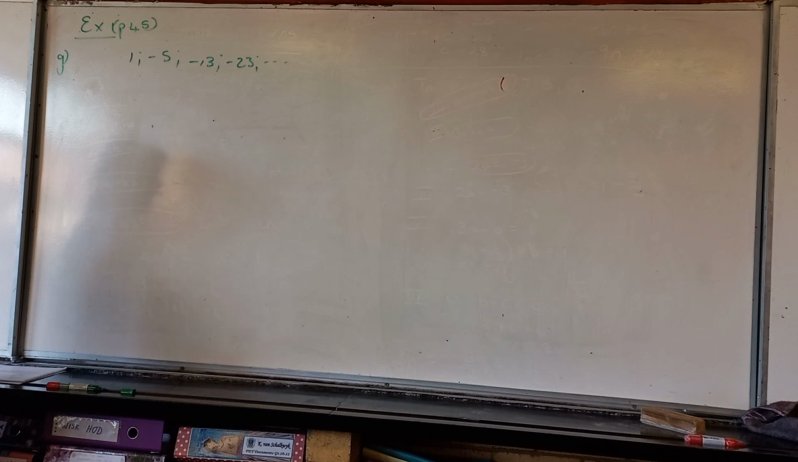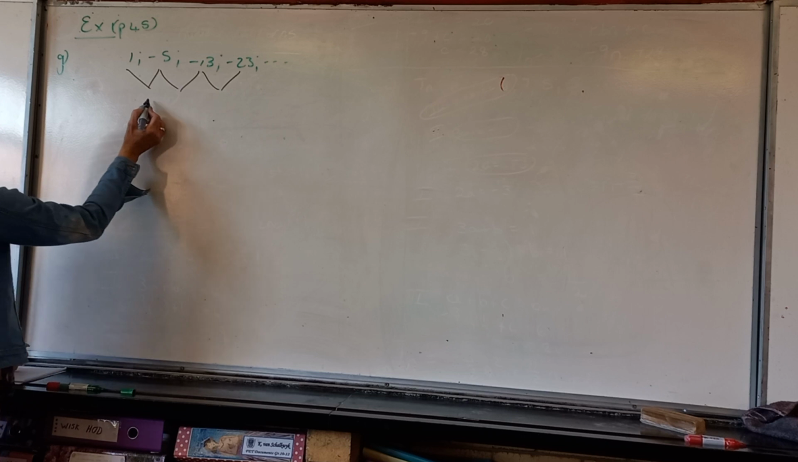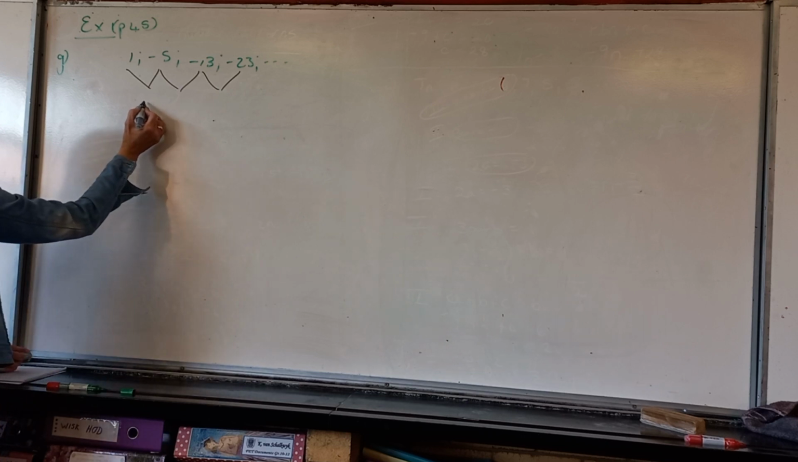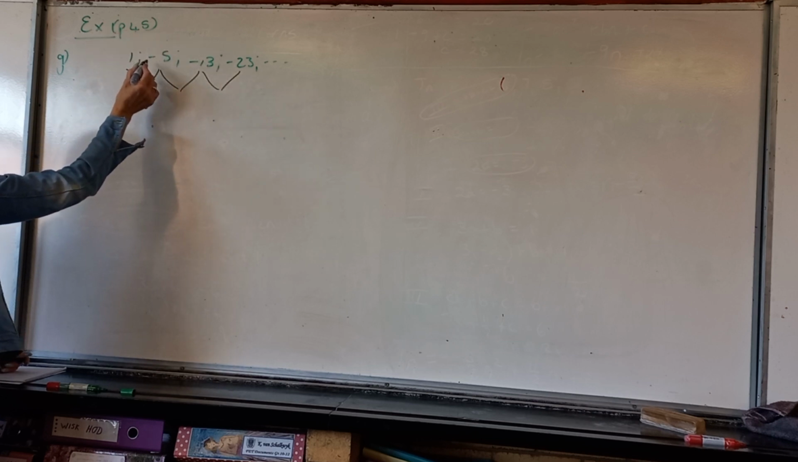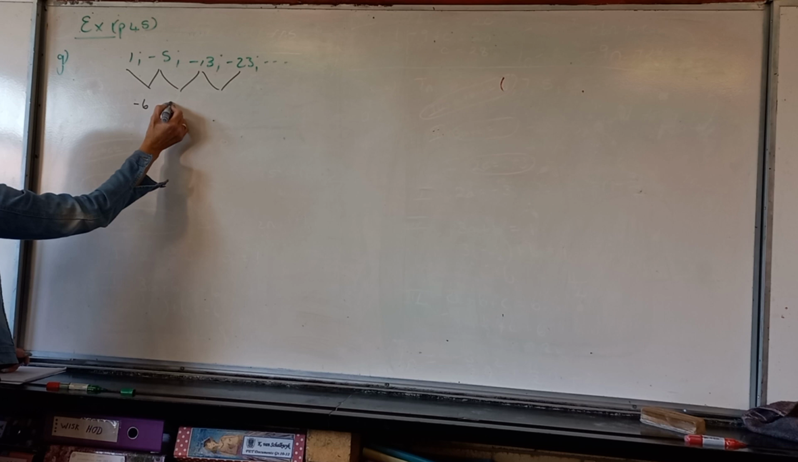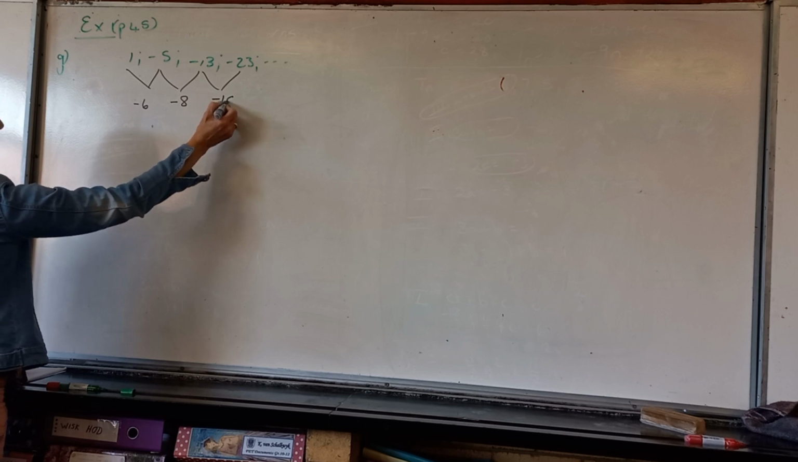Right, let's do another one, same thing. So first of all, that little first PC that we've got to run through now because it's easy. We're going to do first differences, and that is -6 because we say -5 minus 1. Minus 13 minus becomes a plus, so it's -8. Minus 23 minus becoming a plus, so it's -10.